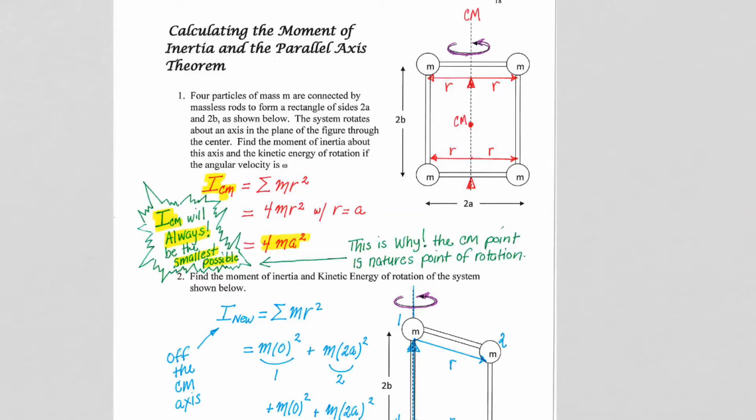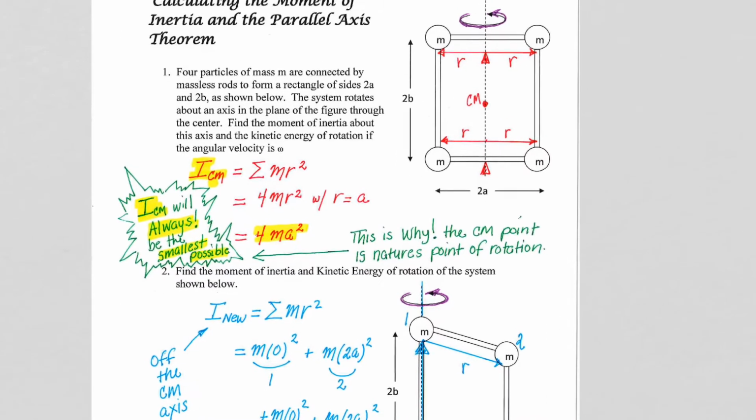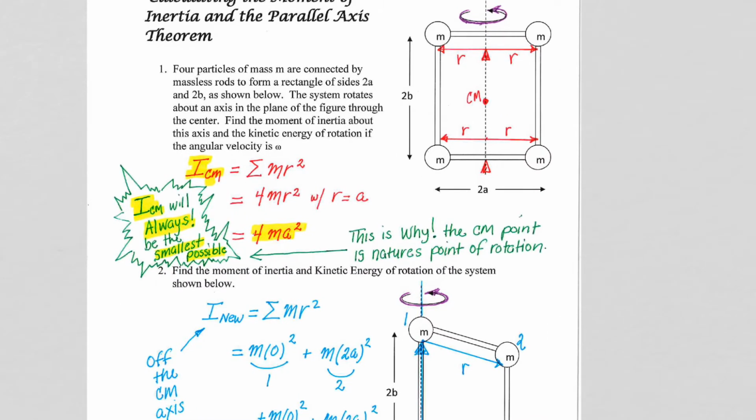In this lesson, we're going to go back and revisit moment of inertia, and we're going to introduce the parallel axis theorem. First, let's go back and revisit moment of inertia. So, as it says here, let's consider a system that has four particles. So 1, 2, 3, 4. I'm not going to label them. They're all the identical m's.